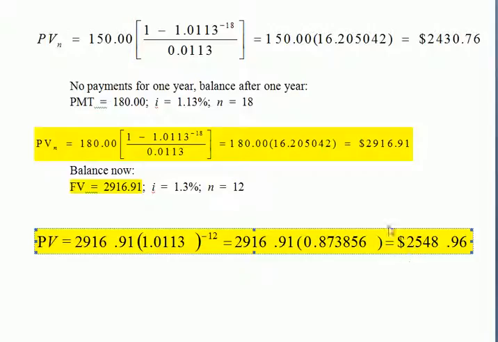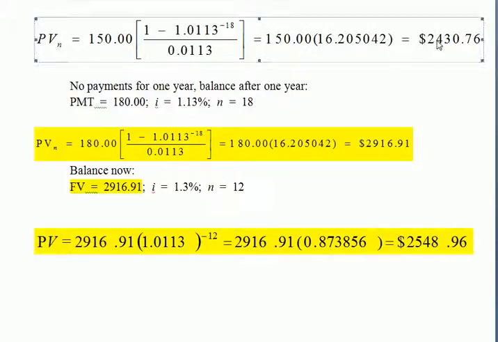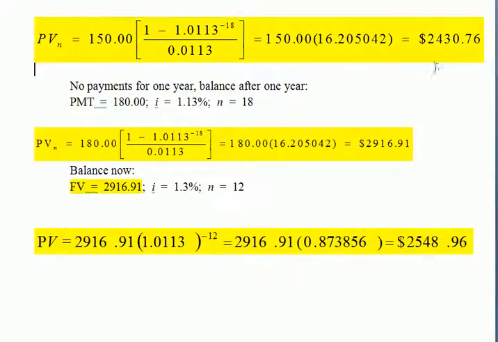2546.96. So to compare them, the one where you wait for a year costs you 2546.96. The one where you start the payments immediately costs you 2430.76. So starting the payments now at 150 is better for you, it's cheaper in the long run than paying 180 and not starting for a year. It's a good question to think through very carefully. Thank you.